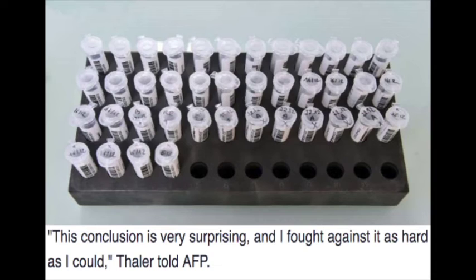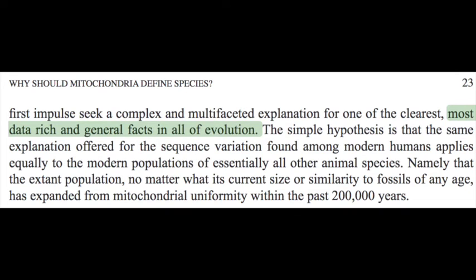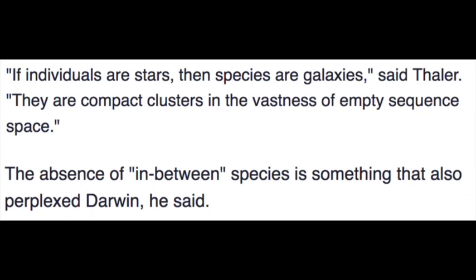They go on to say, "This study is one of the clearest, most data-rich, and general facts in all of evolution. That the existent population, no matter what its current size or similarity to the fossils of any age, has expounded from mitochondrial uniformity. If individuals are stars, then species are galaxies. They are compact clusters in the vastness of empty sequence space. The absence of in-between species is something that also perplexed Darwin."